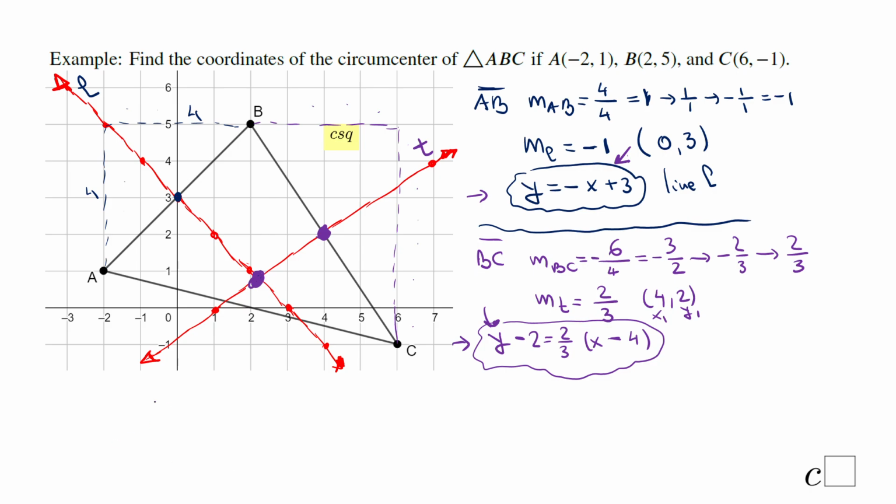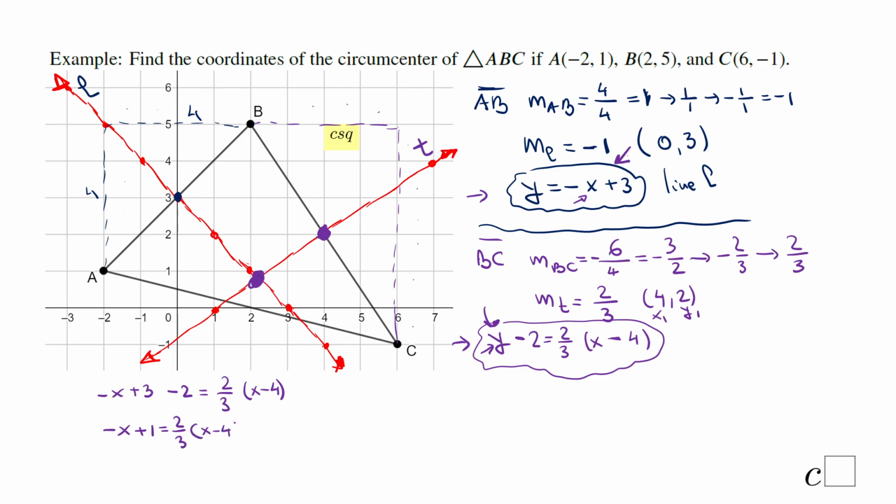So I'm going to have negative x plus 3 minus 2. Again, that negative x plus 3 is this y here, which was replaced by this expression, equals 2 over 3 times x minus 4. And I think the best way to handle this is to multiply by 3. But first, let's simplify the left side. Negative x plus 1 equals 2 over 3 x minus 4.